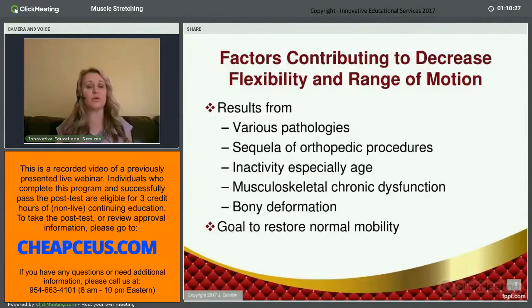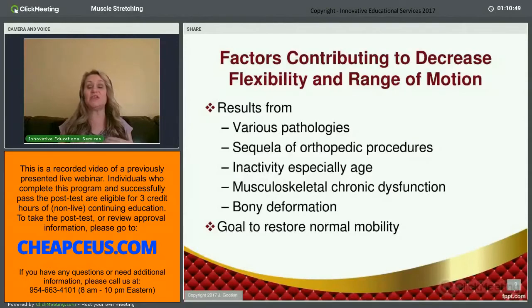We also see patients following orthopedic procedures if they have undergone a total joint replacement, or if they have had a tendon repair. During the various stages of healing, we need to exert certain forces across that repair and those structures in order to facilitate their healing.